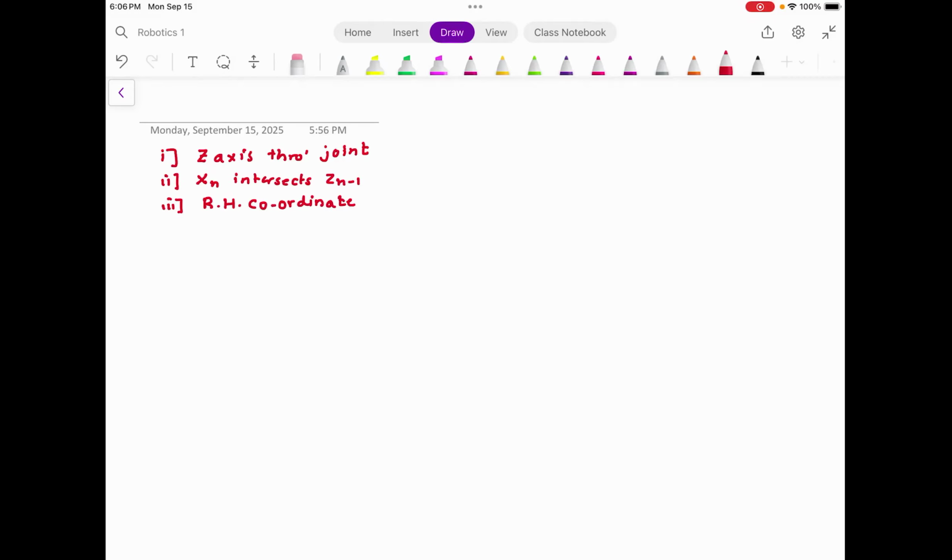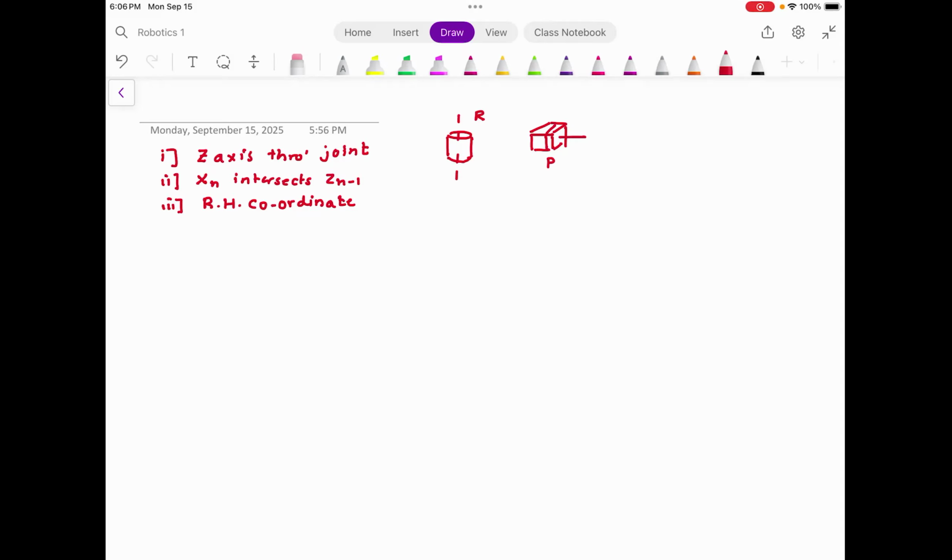I also talked about two things. You have a revolute joint and you have a prismatic joint. In the last class, we talked about something called the forward kinematics.